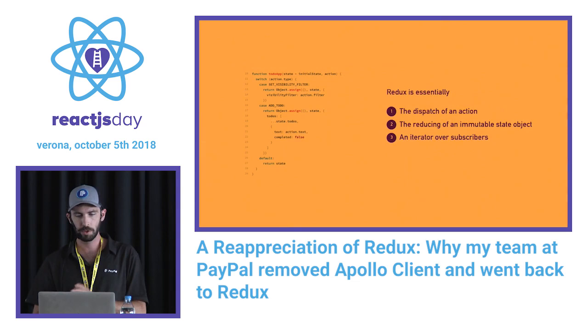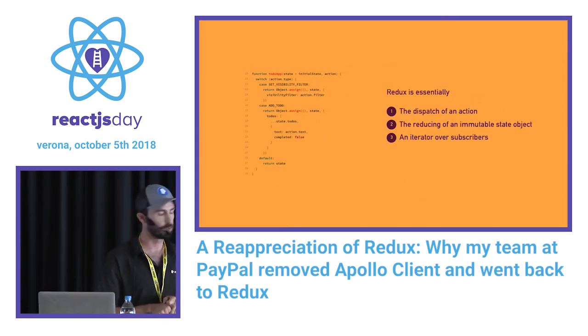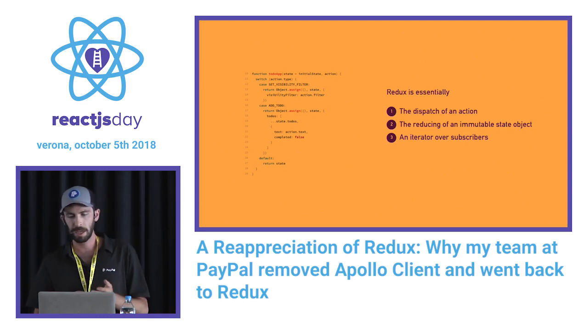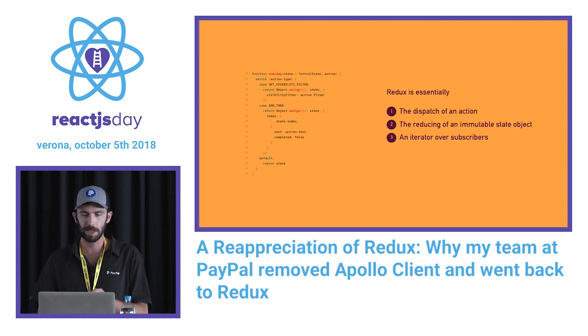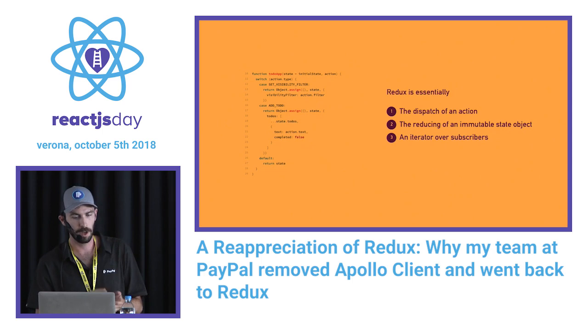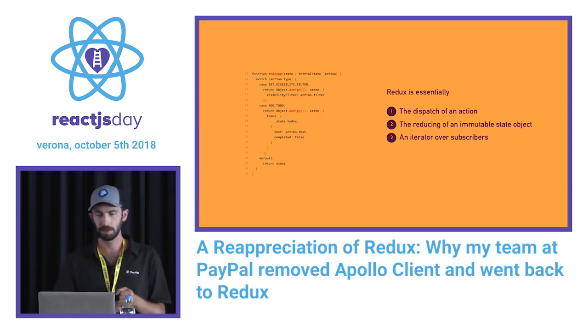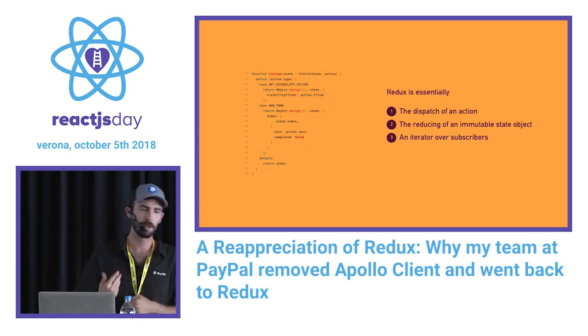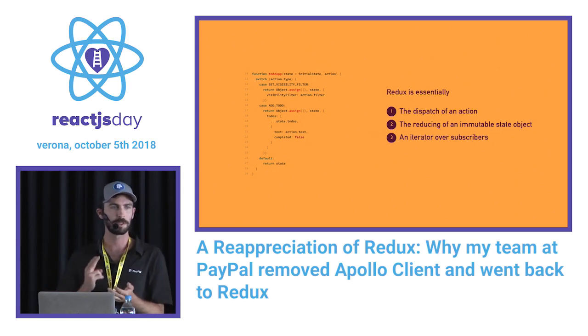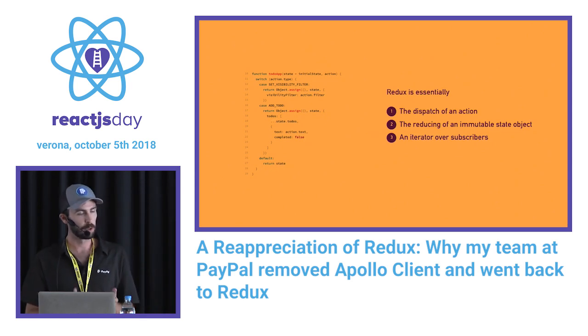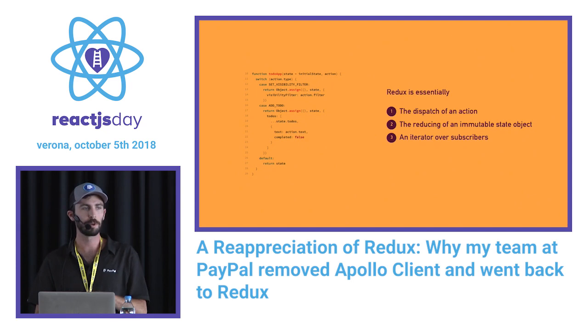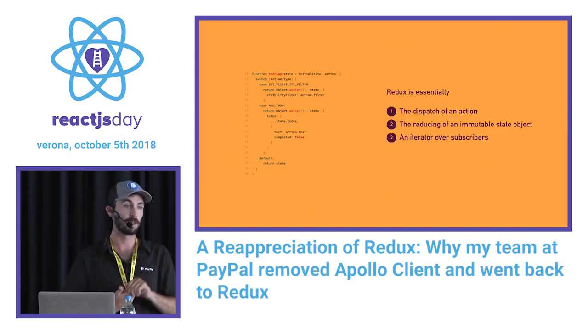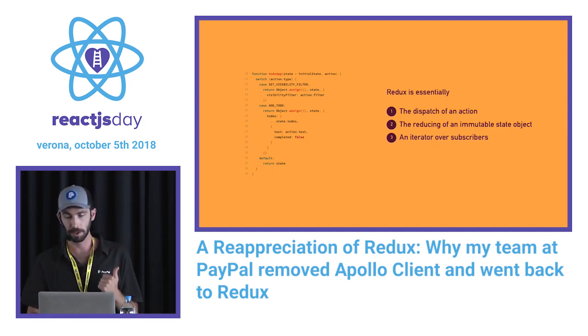And the same is true for Redux. Here we have the simple Redux reducer, and when boiled down, it's really just the dispatch of an action, the reducing of an immutable state object, and iterating over subscribers, and that's it. Everything else that people love to hate about Redux, mapDispatchToProps, the boilerplate, in my view, those are superfluous, and those can be addressed without abandoning this pattern, which is really strong.